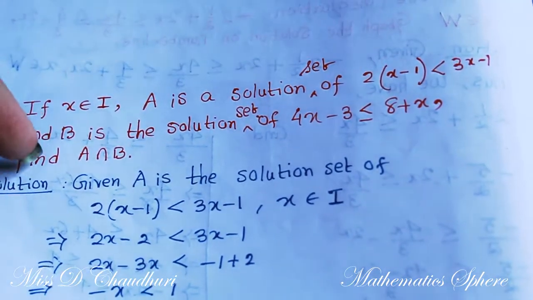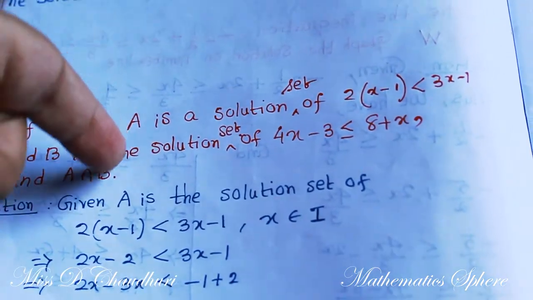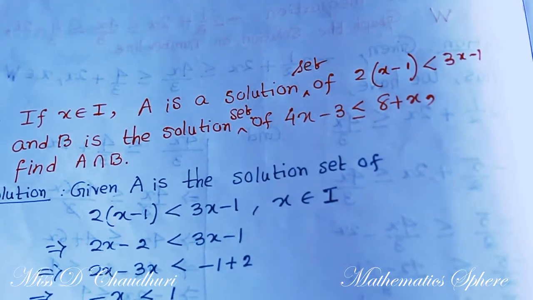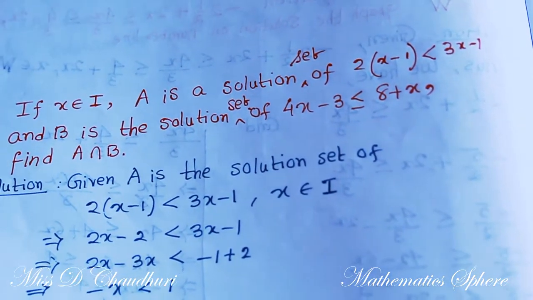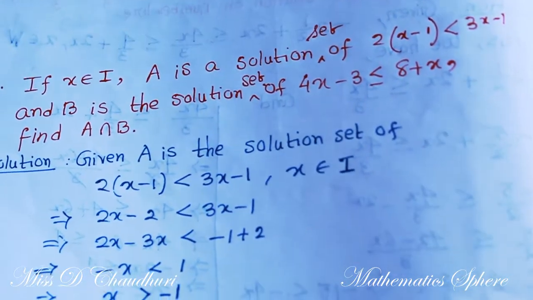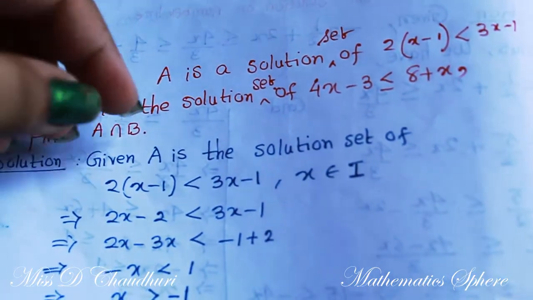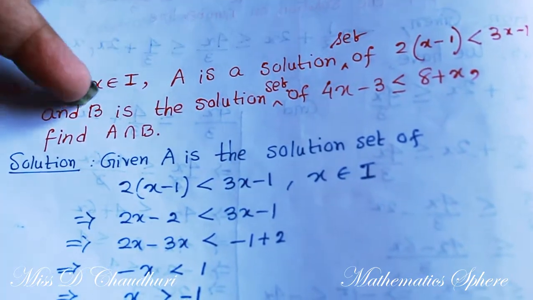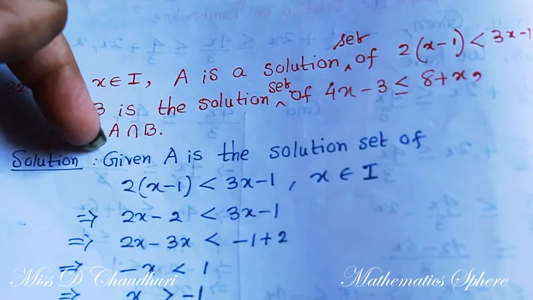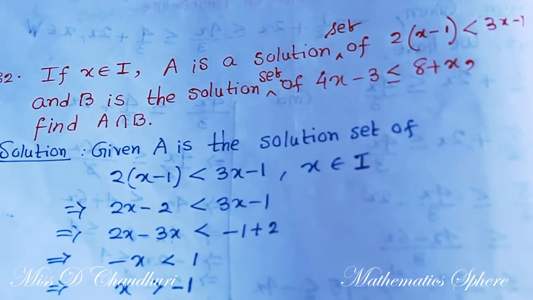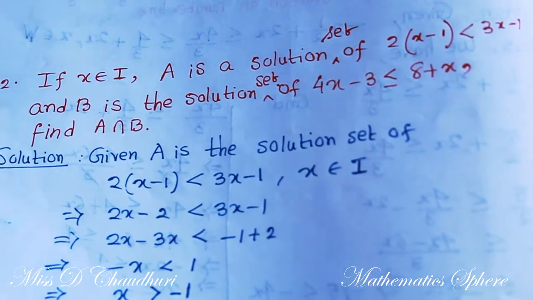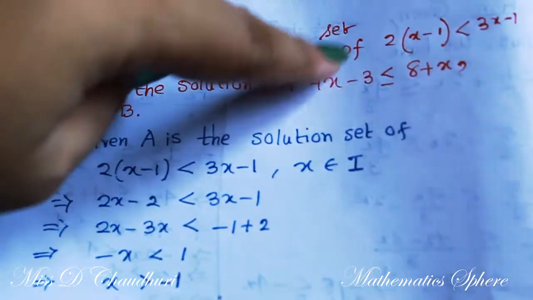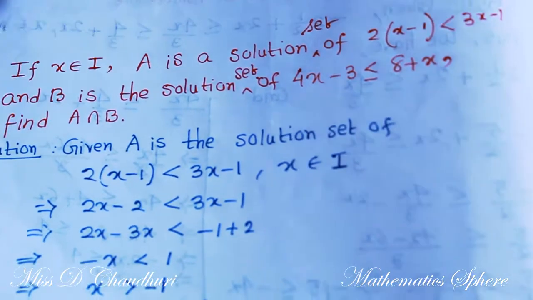Now we are told that we will have to find A intersection B. In your lower classes, you might have learned, maybe it was not in your syllabus or was cancelled from the syllabus. A intersection B means, when two sets are provided to us, it is one operation which gives us the common elements of the two sets, meaning the elements which are common to both the sets. Now first we are going to solve these two inequalities to get the solution.